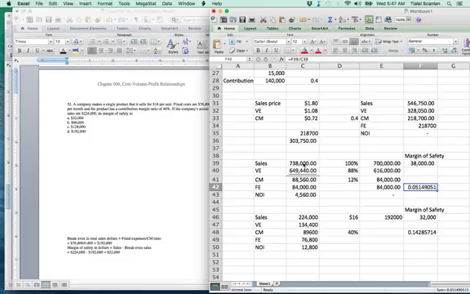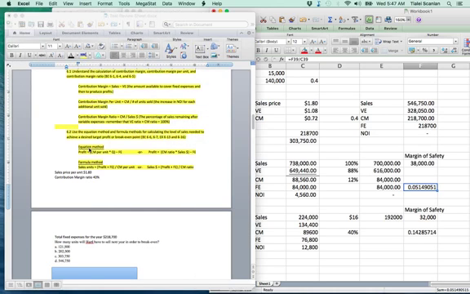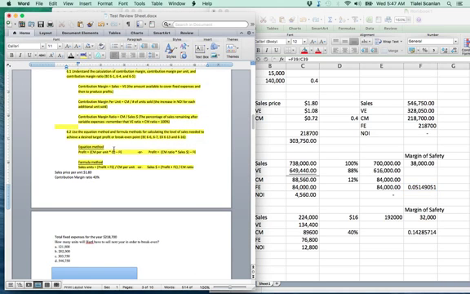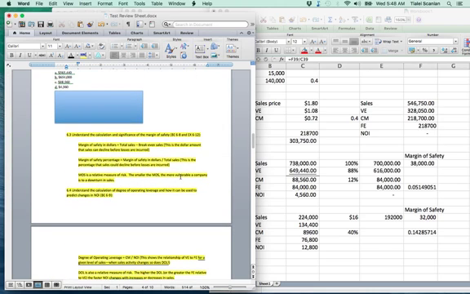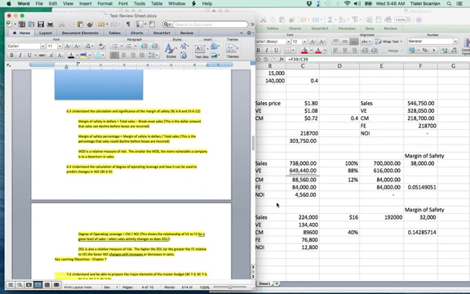So over here, our margin of safety is really small, 5%, and over here it'll be 14%. You can just see which company is going to be more vulnerable. What does it say? The margin of safety shows how vulnerable a company is to a downturn in sales. So the one with 5% is more vulnerable.